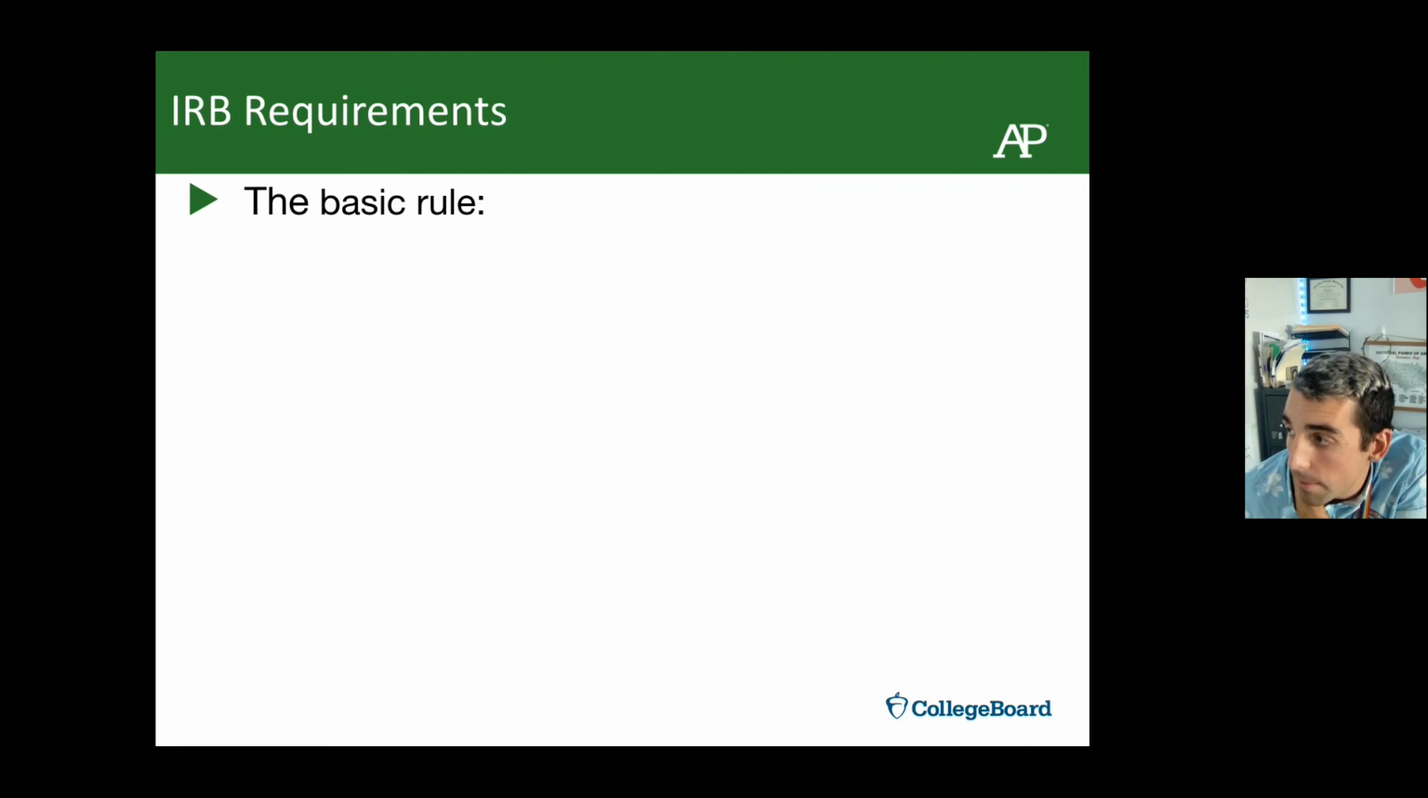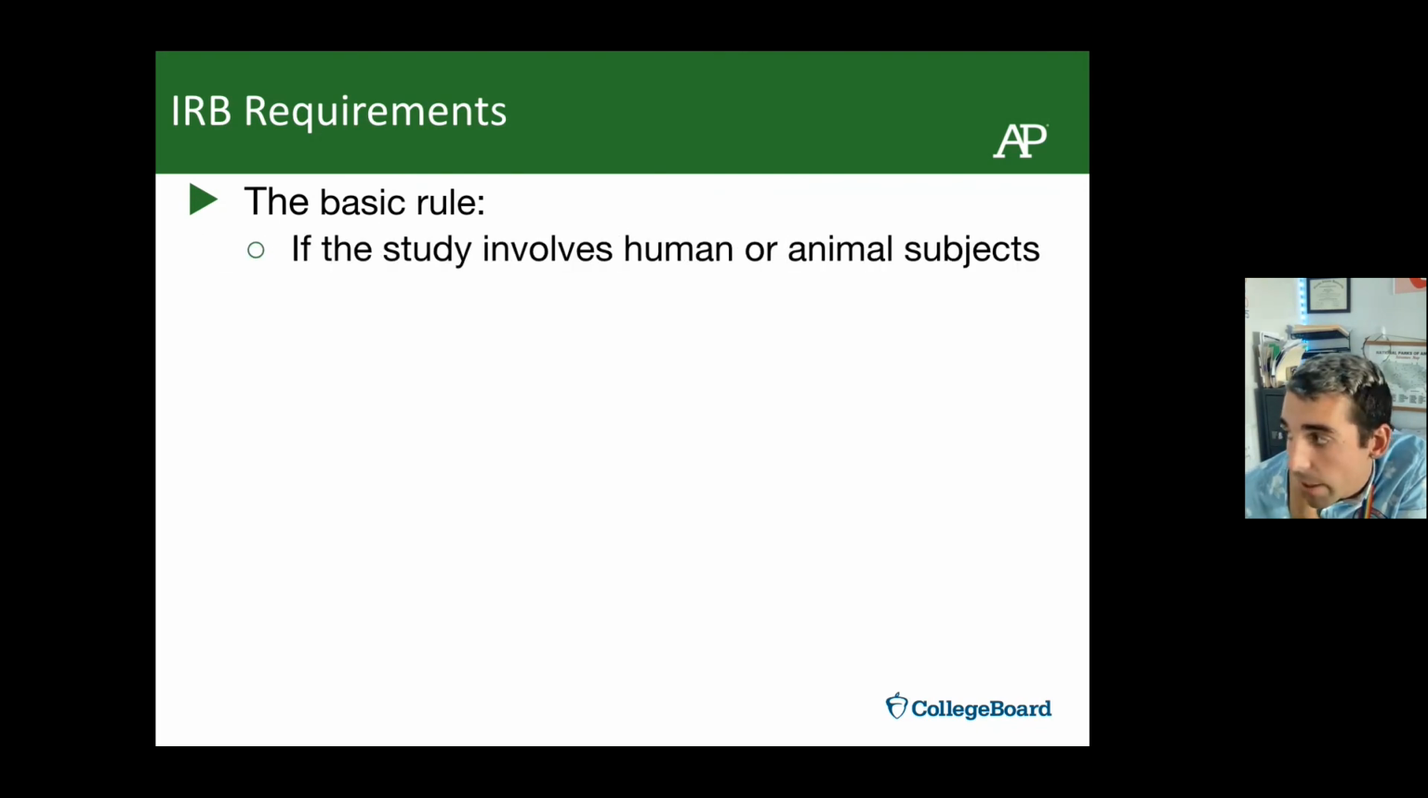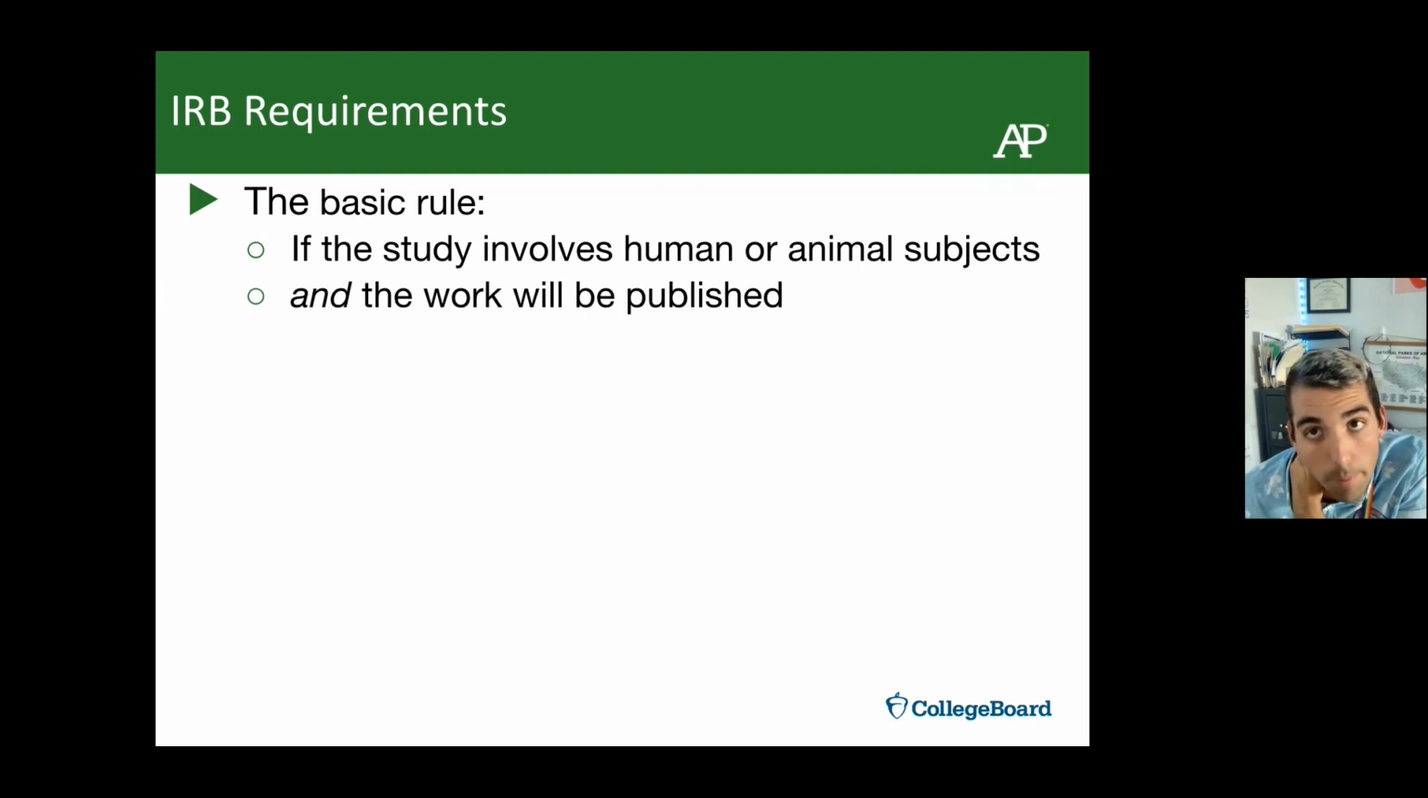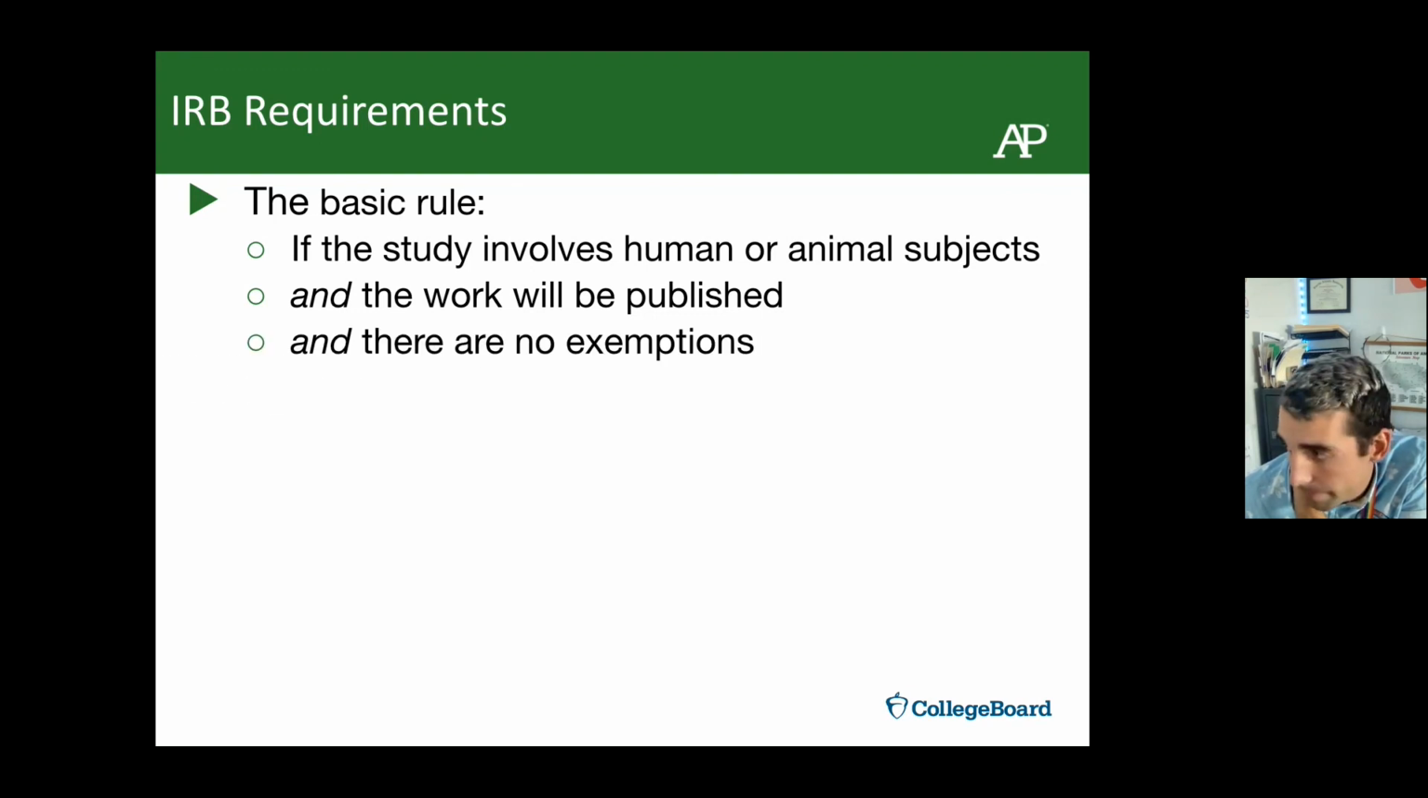Some IRB requirements. The basic rule is that if the study involves humans or animal subjects, and the work will be published, and there are no exemptions, then you need IRB approval. Again, our goal is obviously to be published, so we're going to assume we're going to be published.